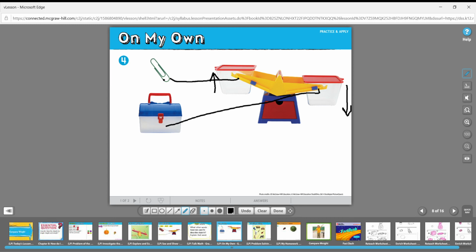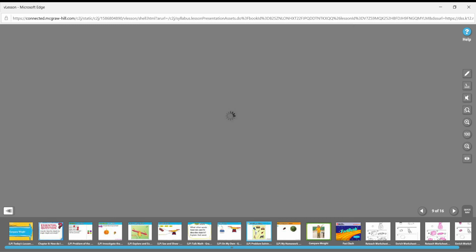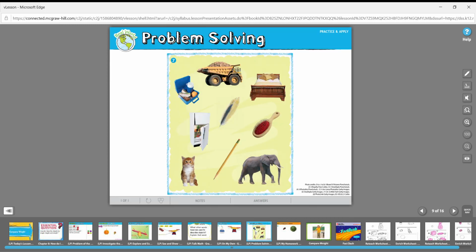Okay, pretty simple there. All right, now the last thing that we do is the very back page. So when you turn it over, you'll see the problem solving page, kind of like what we did before when we looked at the pictures and we determined which of the things were heavy and which were light. So the directions for the back say draw an X on items that are too heavy to lift. It would be too heavy to lift. Circle the items that are light enough to carry.